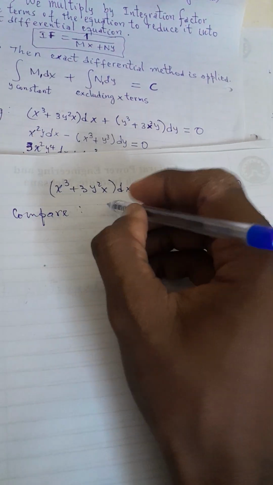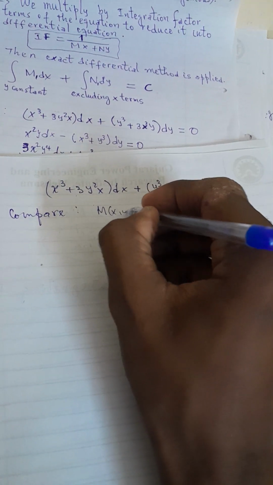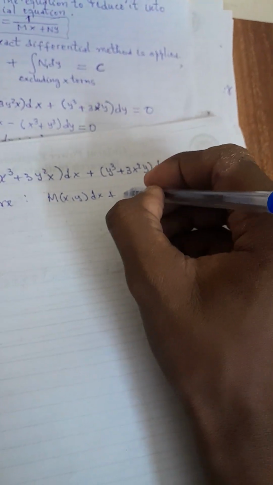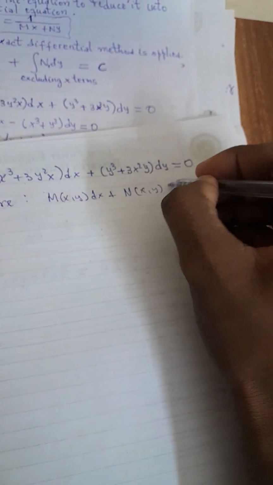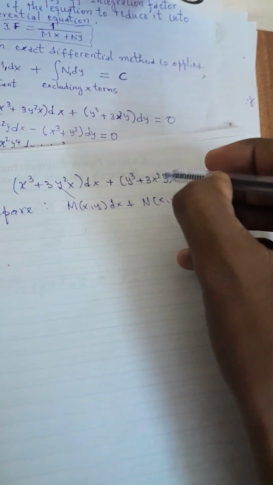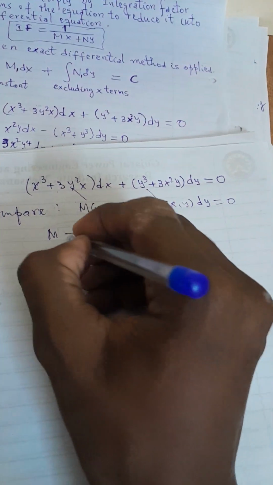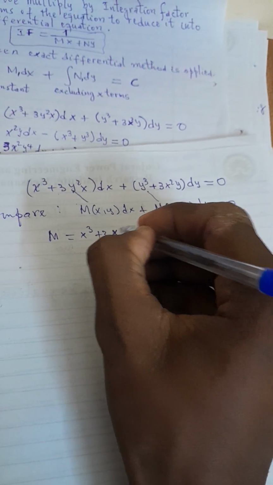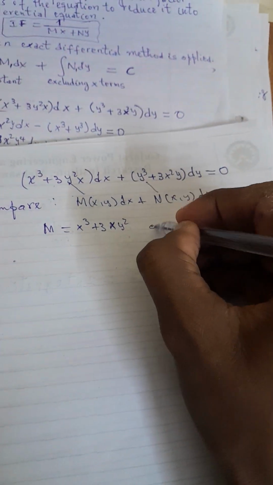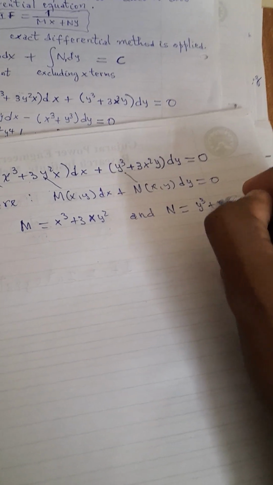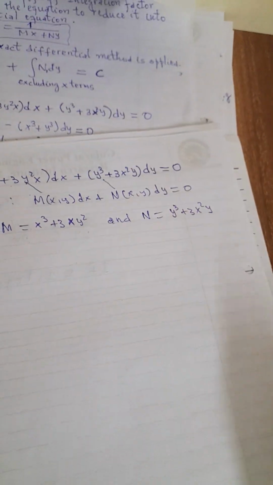We compare this expression here above with M of xy dx plus N of xy dy equal to 0. If you compare, you'll see that M is here and N is here. Then M is equal to x cubed plus 3xy squared, and N is equal to y cubed plus 3x squared y.